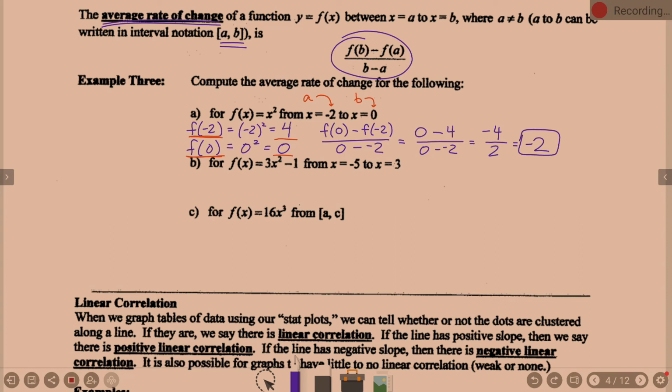Now, think about it, guys. What is f of x equals x squared? That's a parabola, yes? And when we're on the interval from negative 2 to 0, we are right in there somewhere, aren't we? Does it make sense that the slope of that area averages to be negative 2?